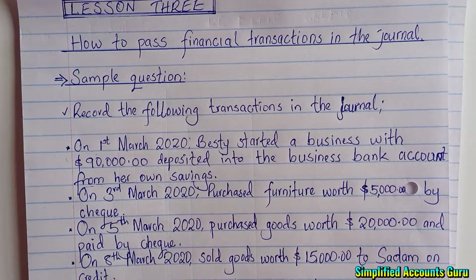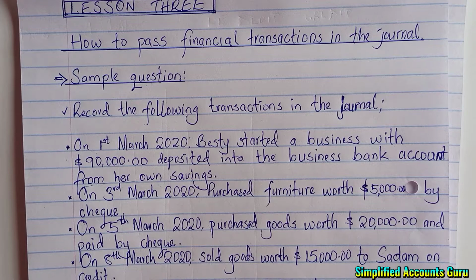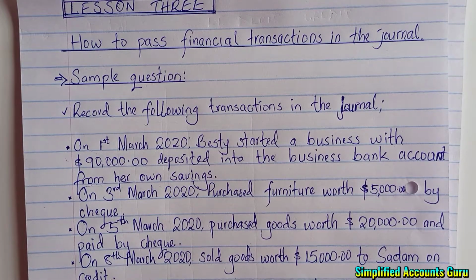How is capital coming in? We had already explained that capital refers to the owner's claim in the business. The owner's contribution in the business is what we call capital. So if you are being told that Bestie took money from her own savings and invested into the business, Bestie's claim in the business is $90,000. And this amount has been deposited into the bank account. So two accounts have been affected, that is bank and capital.